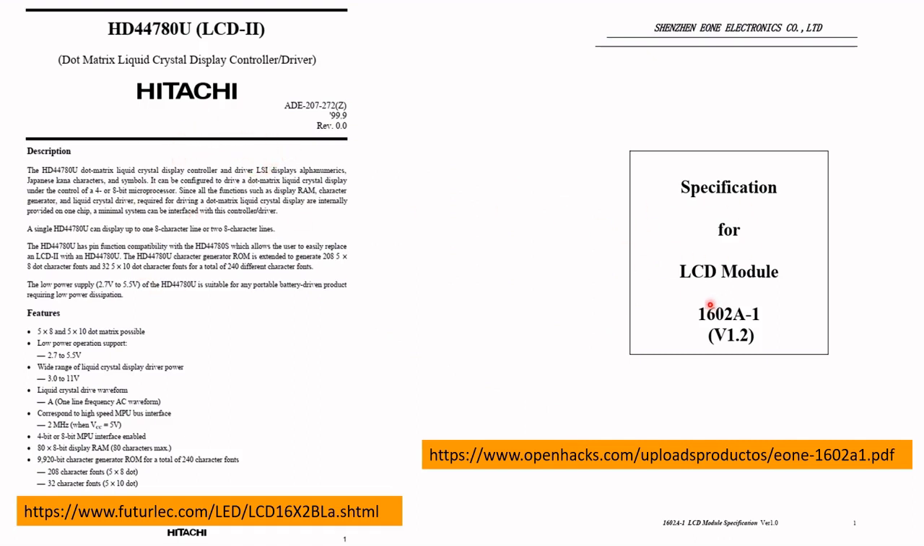the datasheets. The HD44780 module is by Hitachi. You can download it from this link here. I provided the link in the description. And then you can also download this LCD 1602 from this particular link. I have also included the link in the description. All right, so as I mentioned earlier, both these modules are identical.